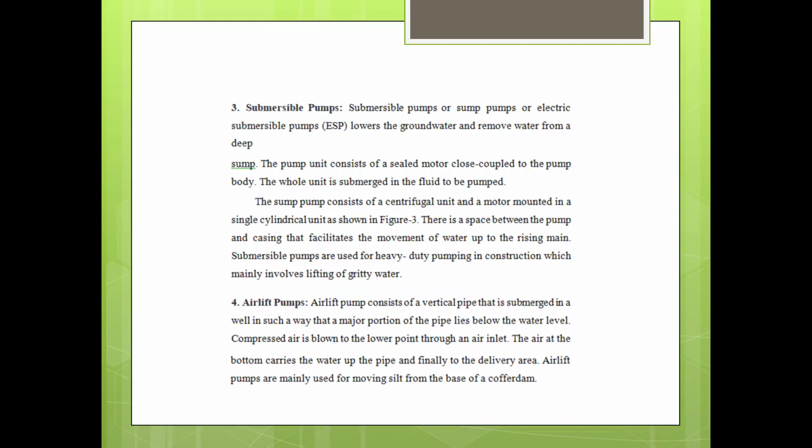An airlift pump consists of a vertical pipe that is submerged in the well such that a major portion of the pipe is below the water line. The air at the bottom carries the water up the pipe and finally to the delivery area. The airlift pumps are mainly used for individual comfort dam.